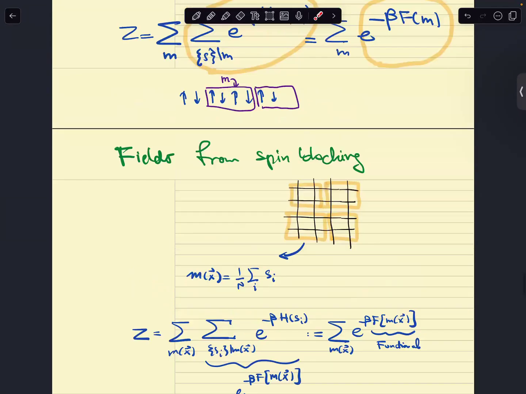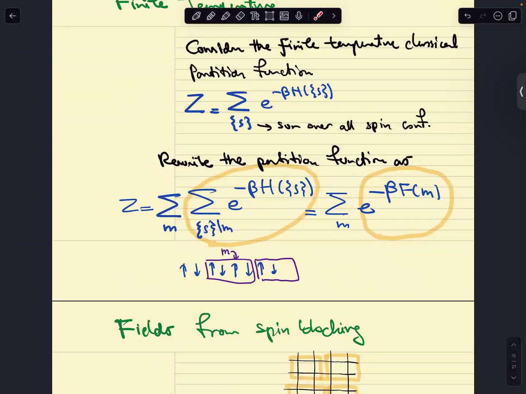Spin blocking is the following procedure. You have a bunch of spins, say 4 of them. You block them together as a new coarse grain variable, which is the average of these spins. You forget about the fundamental spins. You replace them with these coarse grain degrees of freedom. You rewrite your partition function in terms of these new coarse grain degrees of freedom. You still reproduce the same physics, but you forgot about these microstates.